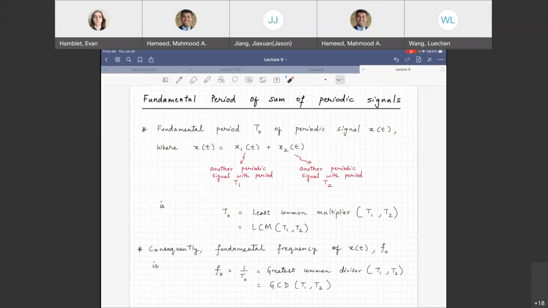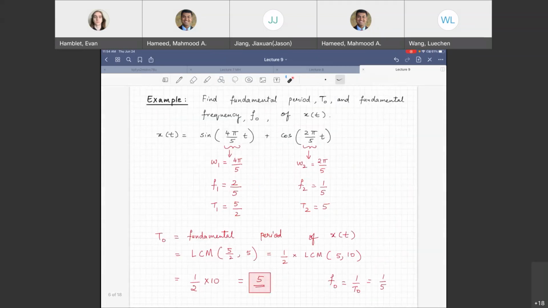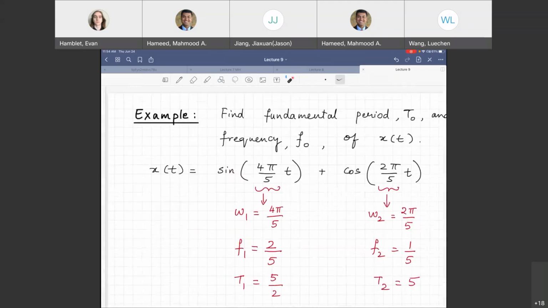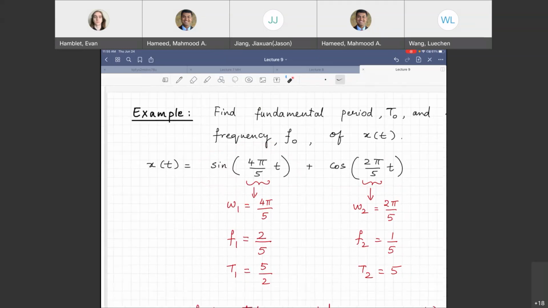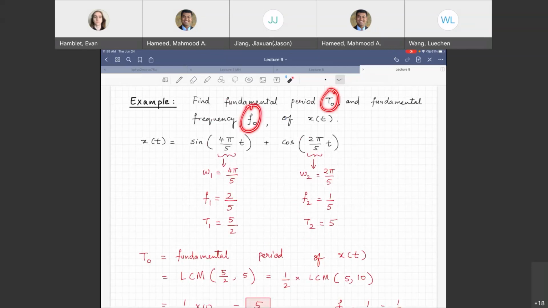Let us do an example about this. You can obviously extend it to 3, 4, and any finite number of signals. The example that we have over here is, you have two sinusoids. One is sine of 4 pi divided by 5 t. The other is cosine of 2 pi divided by 5 t. In this case, they are both periodic. You can find out their time periods, and then you can use the LCM or the GCD function later. What is our goal? Our goal is to find T0 and F0, the time period and the fundamental frequency of the sum of those two sinusoids.